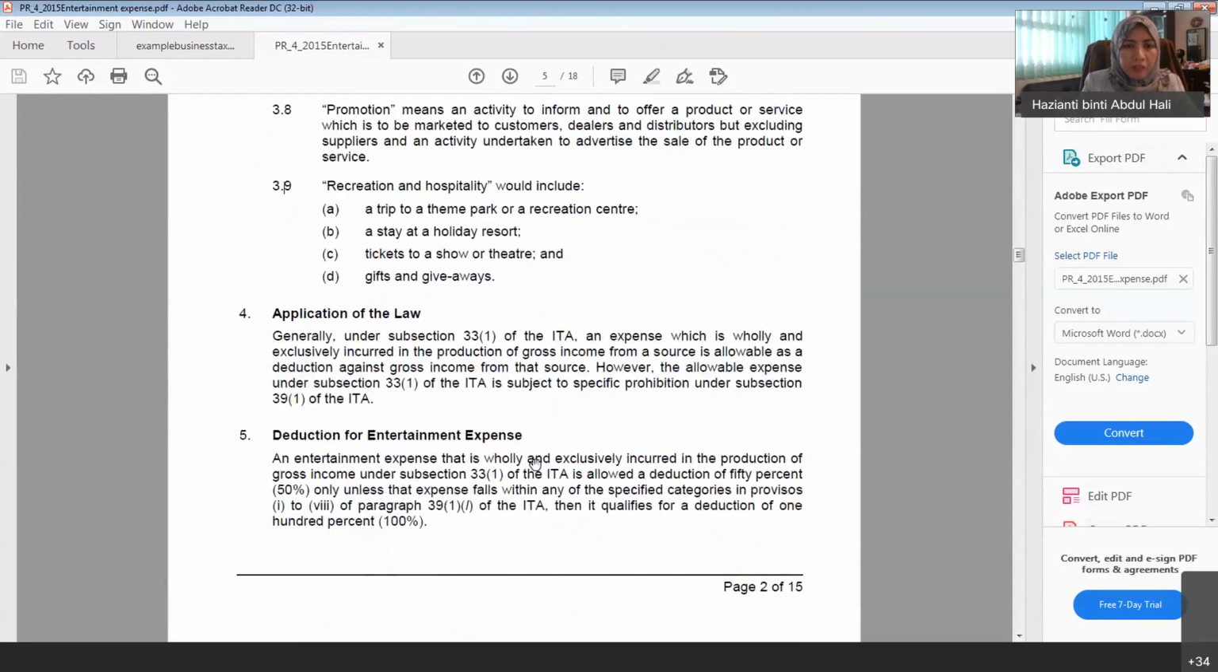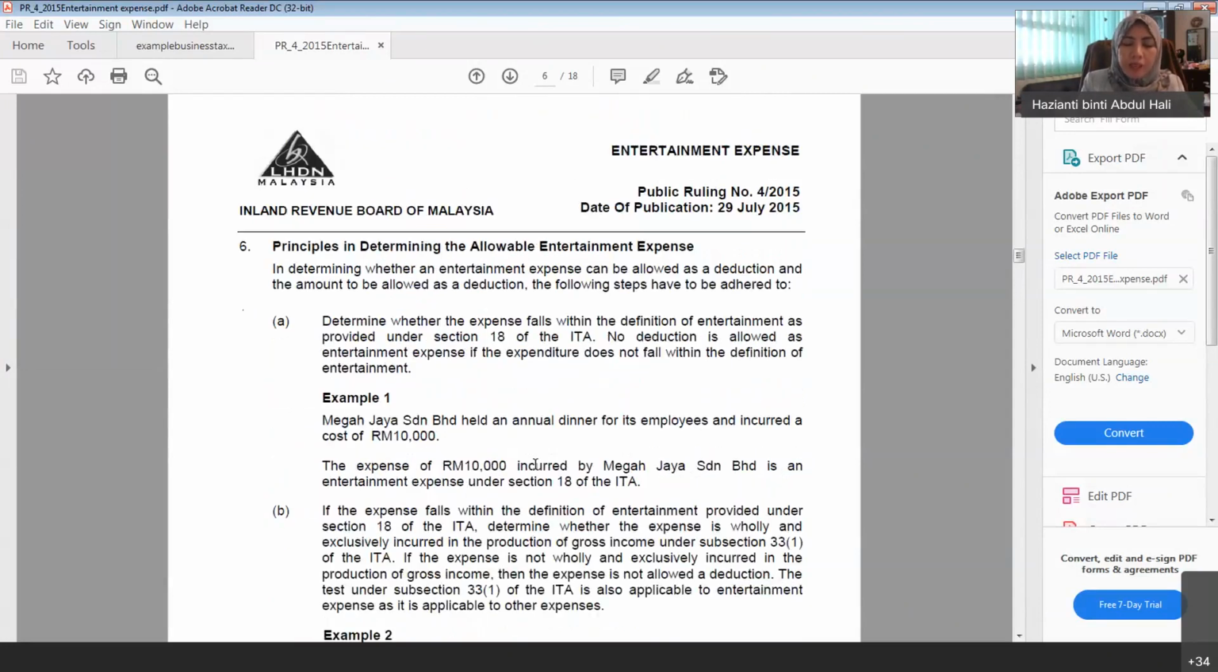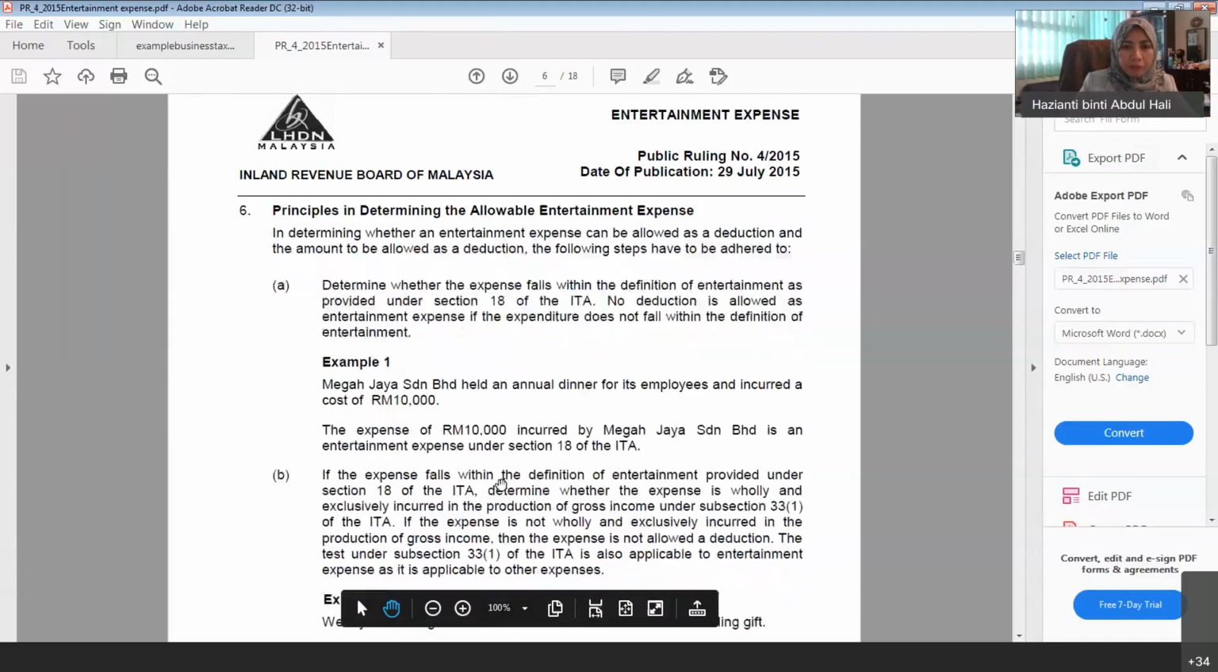Just the definition. They even have examples in the public ruling. Okay, contohnya dekat sini, whether we want to know the principle determining the allowable entertainment expenses. Okay, for example here, dia tanya dekat sini, determine whether the expense falls within the definition of entertainment as provided under section 18. So Megah Jaya held an annual dinner for its employees and incurred a cost of 10,000. So 10,000 ni, according to the income tax, dia termasuk dalam entertainment expenses.